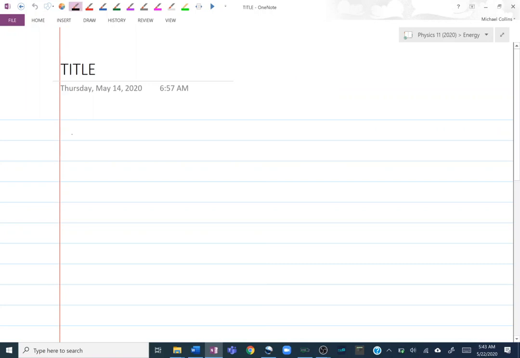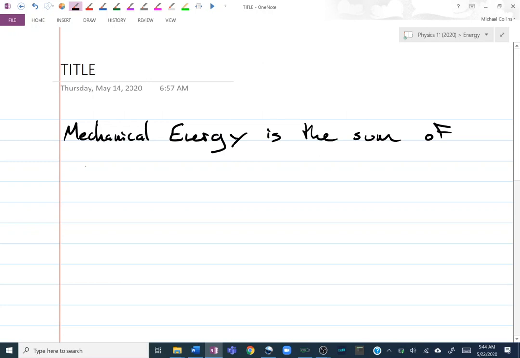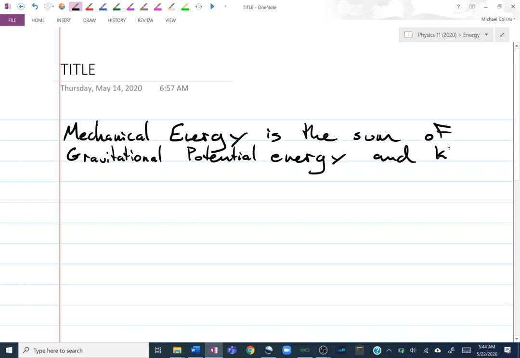So let's look at another example. Let's talk about mechanical energy. Mechanical energy, which we might see in the worksheet, is the sum of gravitational potential energy and kinetic energy.